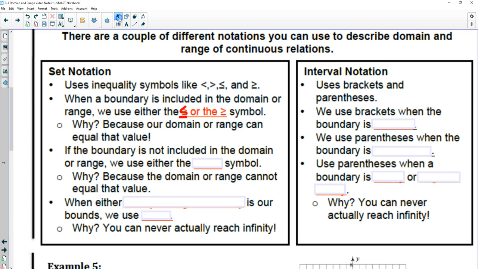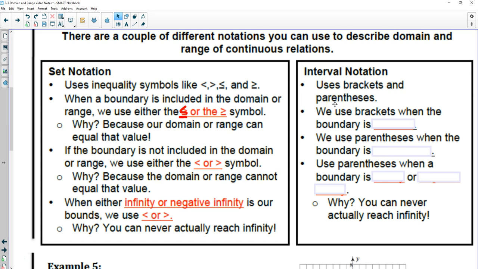If it's not included, that's when we use just the less than or the greater than symbol, because the domain or range is not a part of that value. It just starts there, just like when we do open circles and closed circles back in previous units. When either infinity or negative infinity is in the bounds, we're going to use those less than or greater than symbols. Why? Because you can never actually reach infinity. Okay, so I'm going to show you examples, but let's get the notes down first.